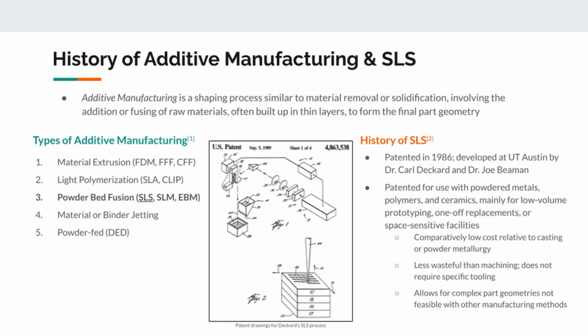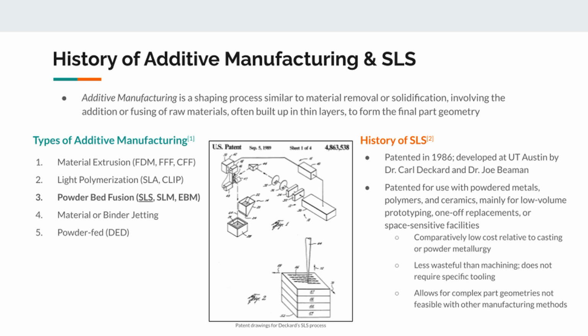Thank you, Ian. So we're going to start this off with the history of additive manufacturing as a whole, and then the history of SLS in particular. So additive manufacturing is a shaping process that is similar to material removal or solidification. It involves the addition or fusion of raw materials, is often built up in thin layers, and is used to form the final part geometry. There are 5 different types of additive manufacturing.